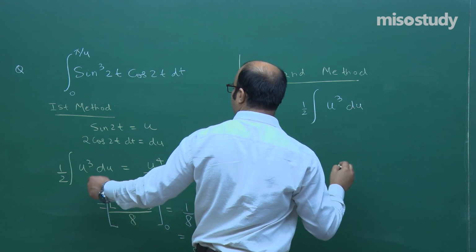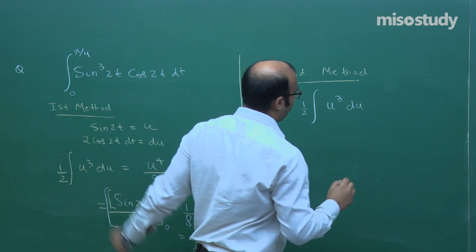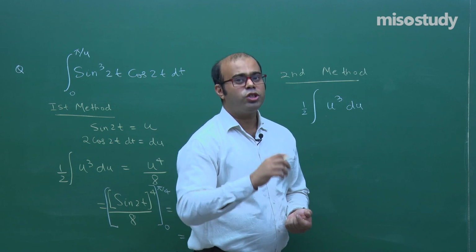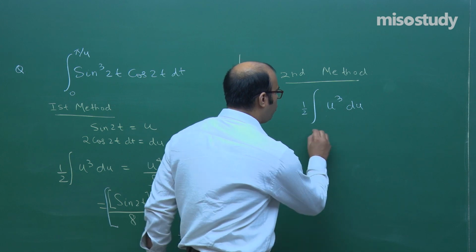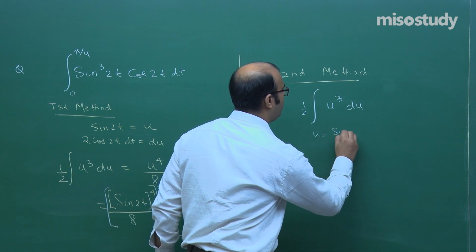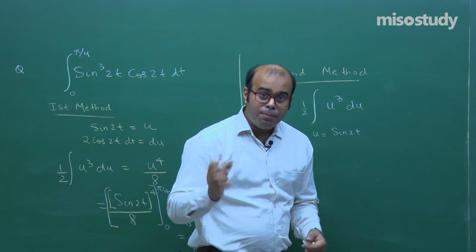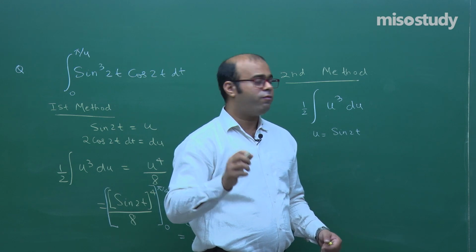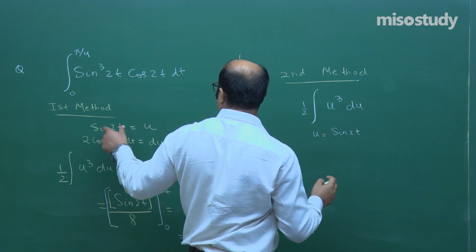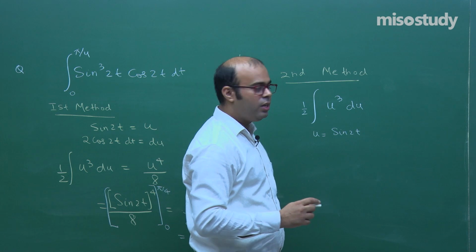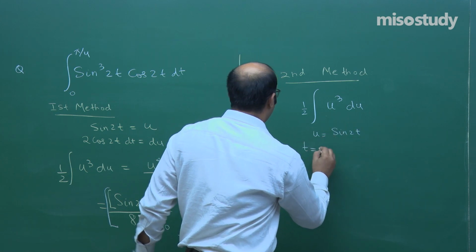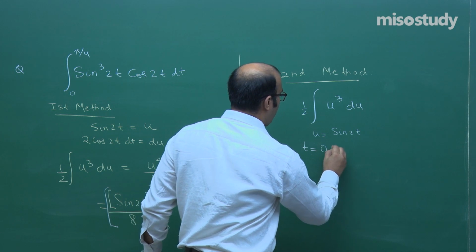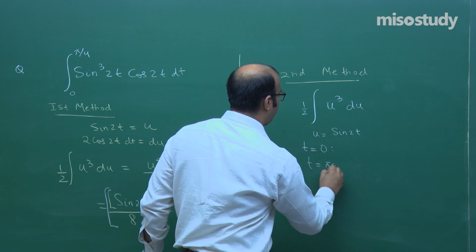Now what will happen to the limits? The limit is 0 to π/4, right? Now we have to change that limit according to our new variable. So we know u is equal to sin 2t, and with this substitution u = sin 2t, we had this variable t, and t was earlier lower limit 0 and upper limit π/4.